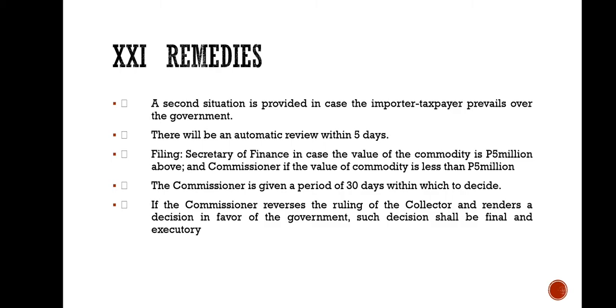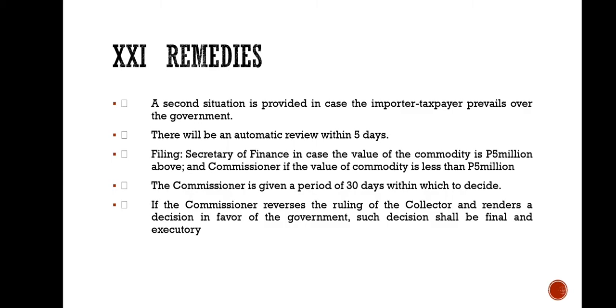A second situation is provided in case the importer taxpayer prevails over the government. There will be an automatic review within 5 days. For filing, the Secretary of Finance, in case the value of the commodity is 5 million above, and Commissioner, if the value of the commodity is less than 5 million. So, above 5 million, si Secretary of Finance ang magpa-file. Below 5 million, si Commissioner.